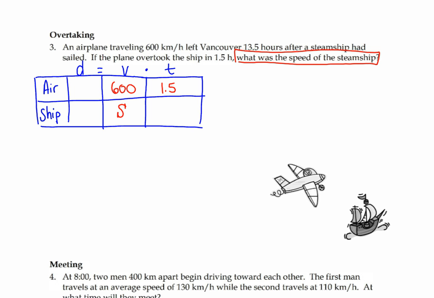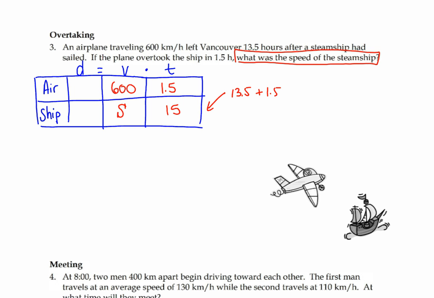So the steamship had already been traveling for 13 and a half hours when the plane decided to finally leave. Did he overtake him at this point, at 13 and a half hours? No. Then the plane is leaving, and after how long did it actually take to overtake the ship? The ship was still moving. So 13 and a half plus 1.5: the ship was actually moving for 15 hours.